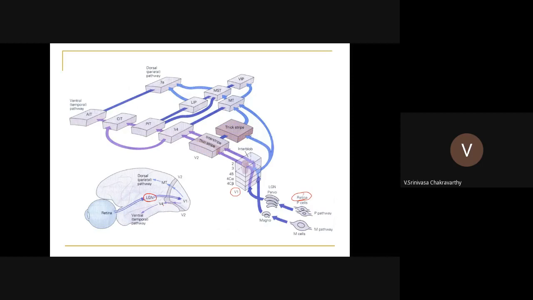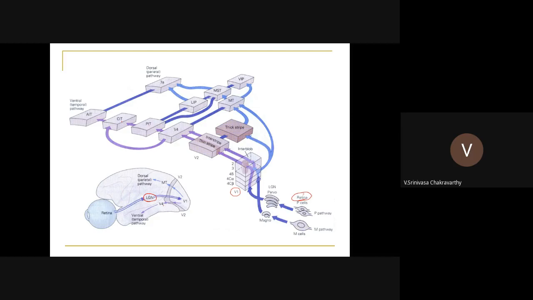From V1 it goes to V2. V2 has again several subregions. They call it thick stripe and thin stripe and so on. From there it goes to V4, posterior inferotemporal, central inferotemporal, and anterior inferotemporal, and so on and so forth. So there are several inferotemporal areas, right?